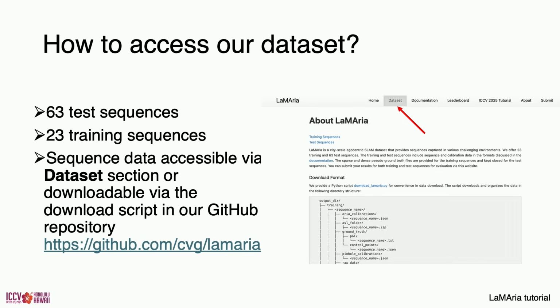The first thing is, how can you access our dataset? You can download individual sequences in the dataset section. We offer 63 test sequences and 23 training sequences. They can either be downloaded from the dataset section, or you can use a download script which we provide in our repository. There you can specify whether you want to download test data or training data, and what kind of data you want to download.